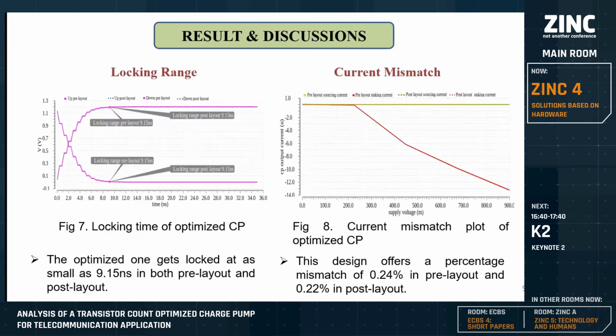Now in the results and discussion phase, we are getting 9.15 nanosecond as the locking range, which is very much essential for a PLL to work finely. Even after post layout, the range is the same. So for pre-layout and post-layout also, the locking range is 9.15 nanosecond only. The current mismatch which we are getting is only 0.24% for pre-layout and 0.22% in post-layout.